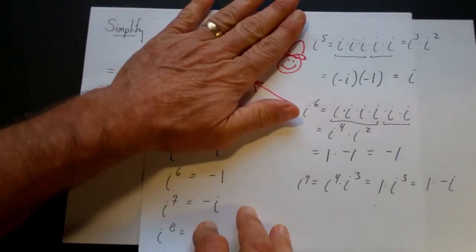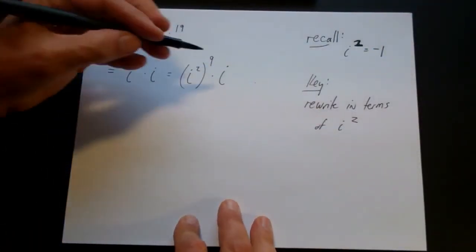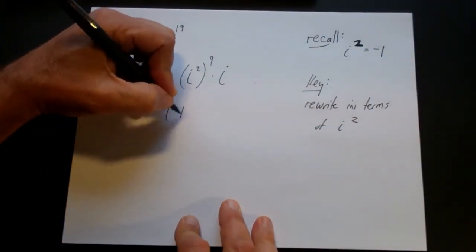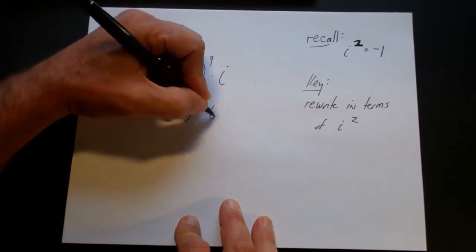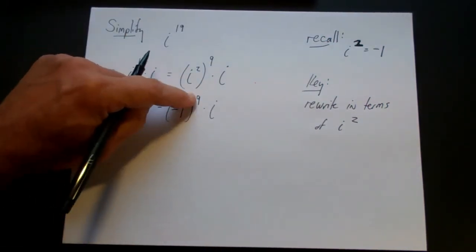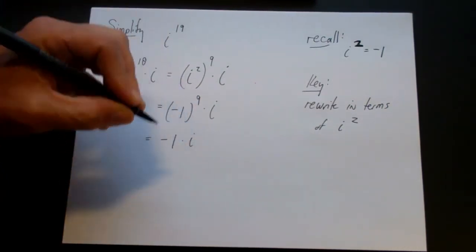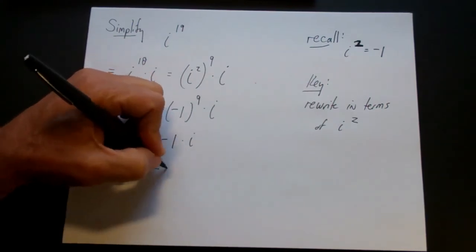Let's check. I squared is minus 1. So here we have minus 1 raised to the power of 9 times I. Minus 1 raised to the power of 9 will be minus 1 again. So that's minus 1 times I. So I to the 19th is simply minus I.